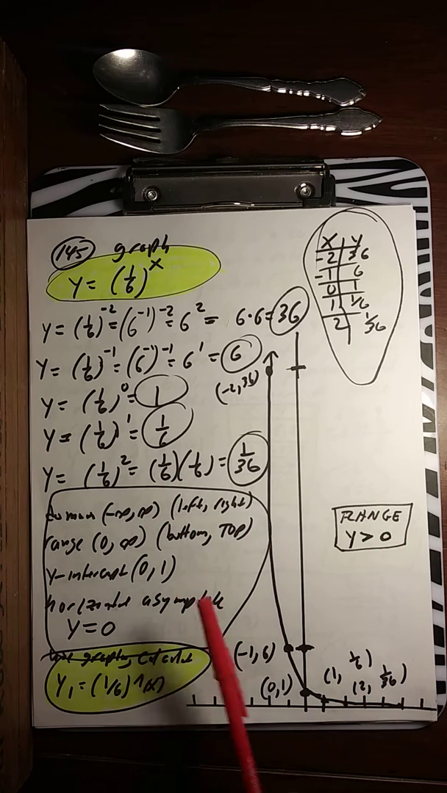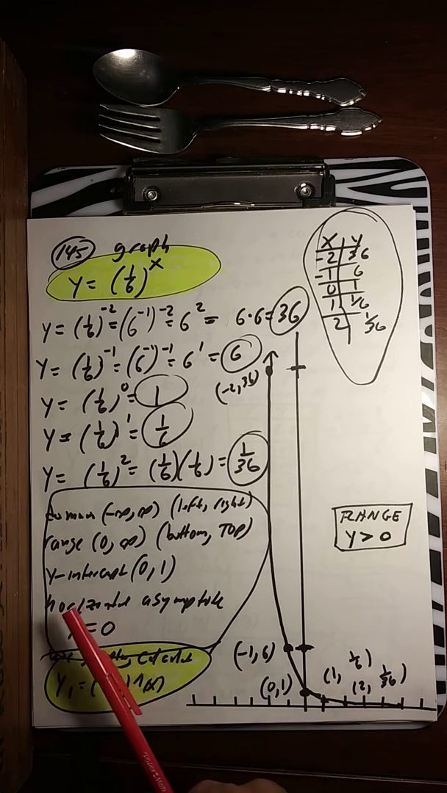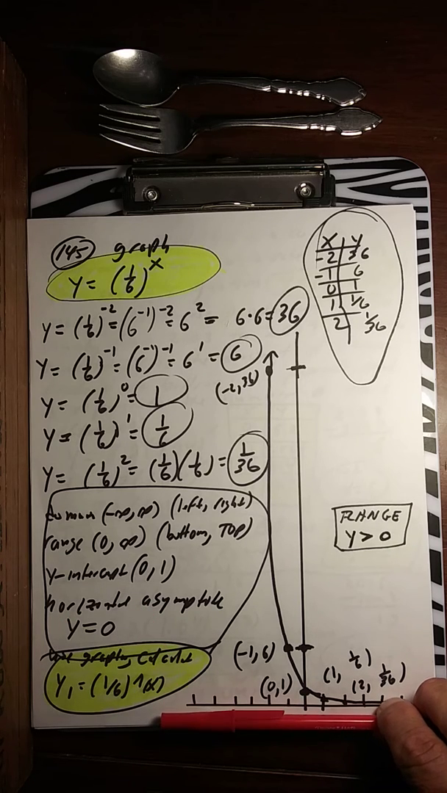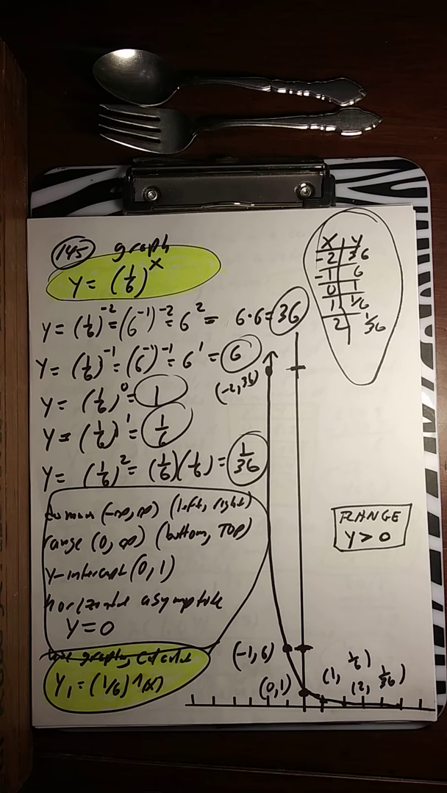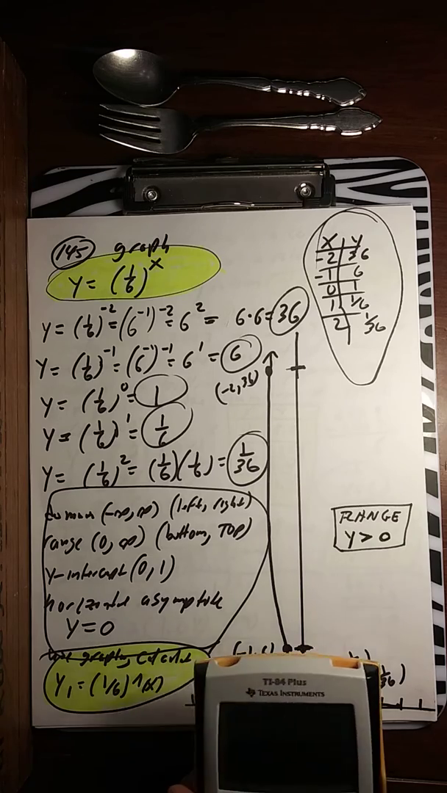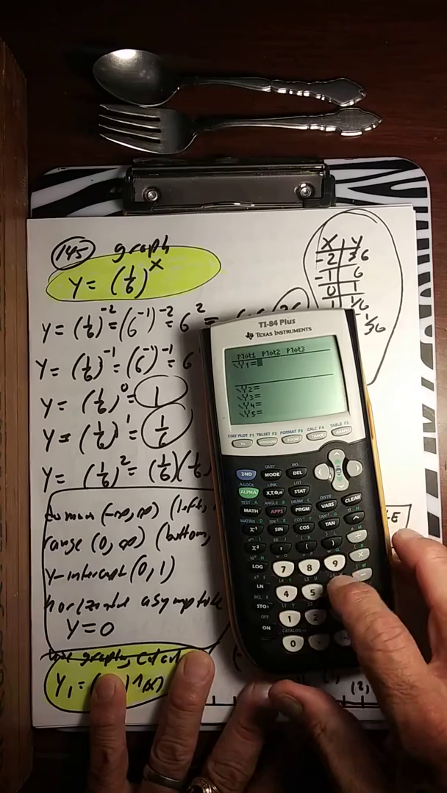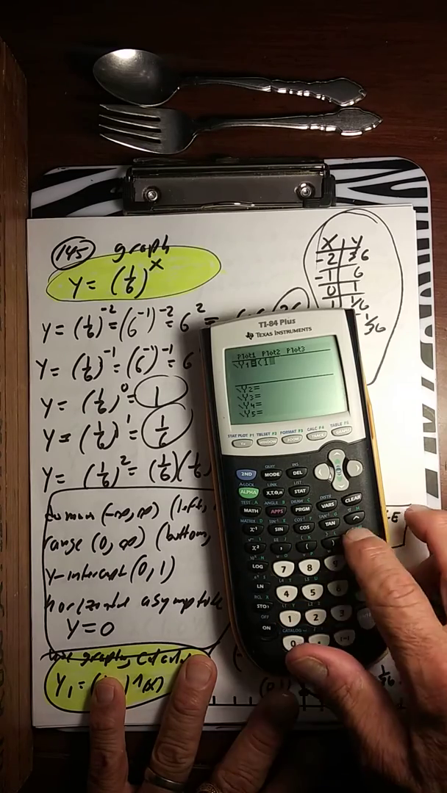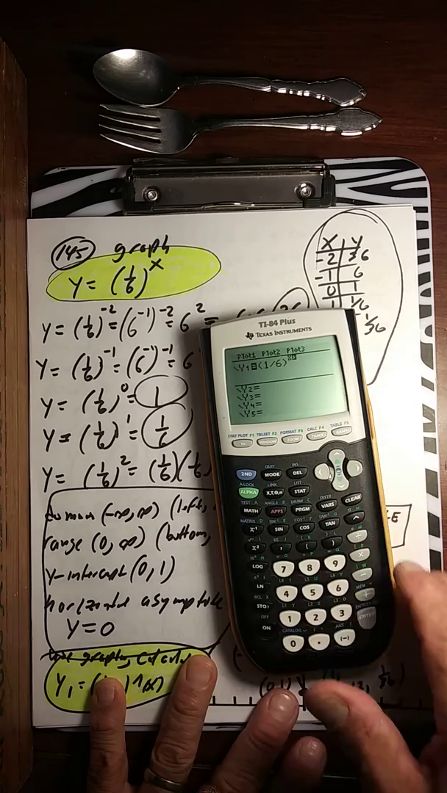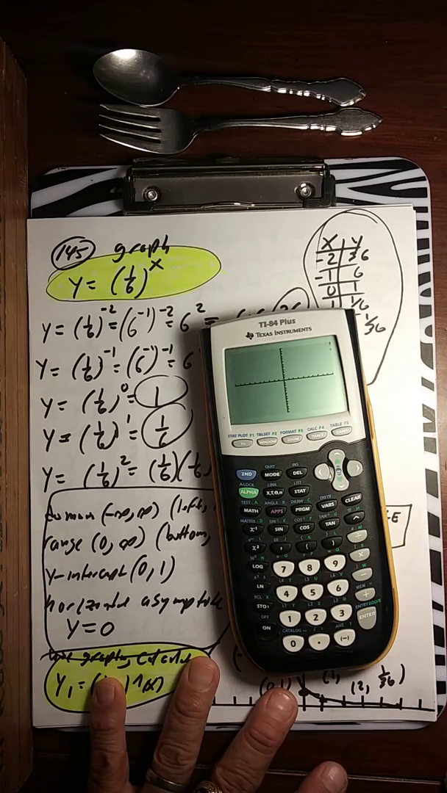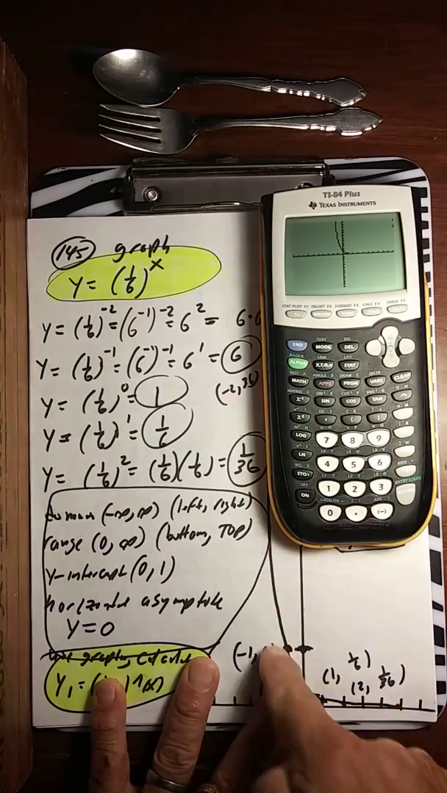The y-intercept is (0, 1). At 0 you get what? 1. Horizontal asymptote, y equals 0. So that's it. And you can put it in your calculator if you want to. Yes, of course. Put it in the calculator? Sure, why not? 1/6 to the x. So 1 divided by 6 to the power of x. Let's graph that. There you go. So it goes there, this one.